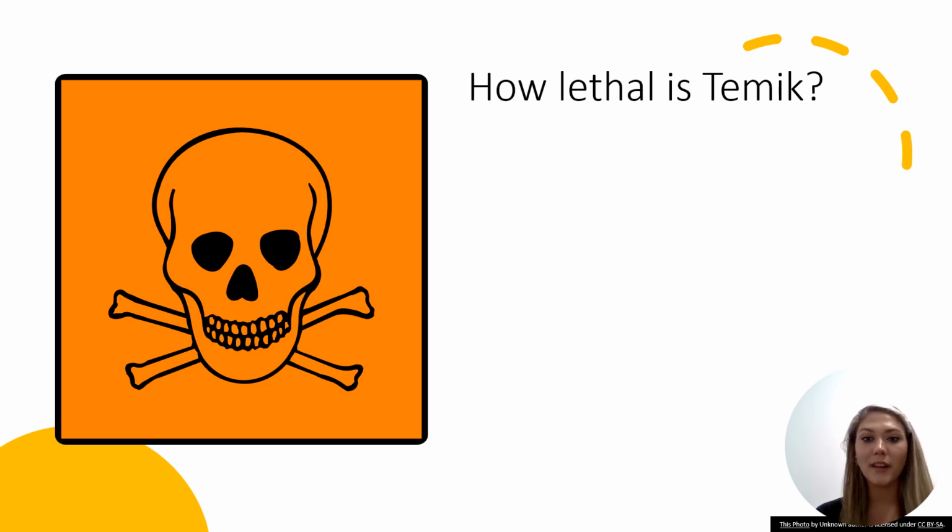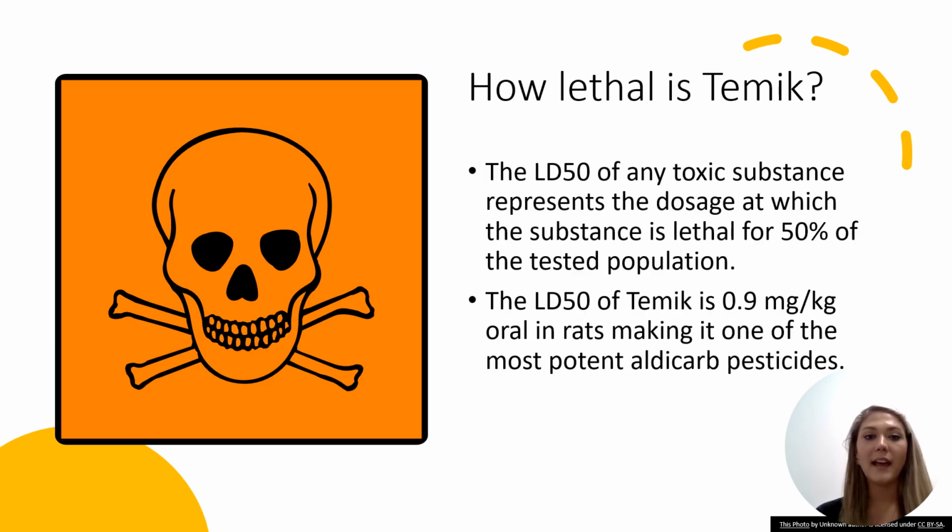Exactly how lethal is Timic? Well, the LD50 of any toxic substance represents the dosage at which the substance is lethal for 50% of the tested population. The lower the LD50, the more toxic the substance, and vice versa. With that being said, the LD50 of Timic is 0.9 milligrams per kilogram in rats, making it one of the most potent aldicarb pesticides. So this stuff is lethal.